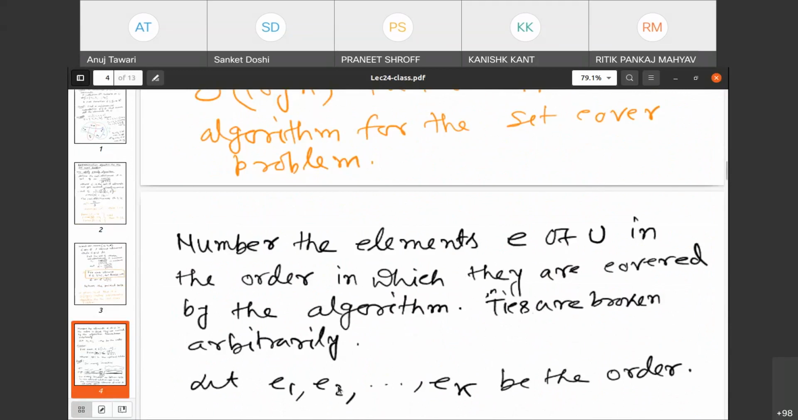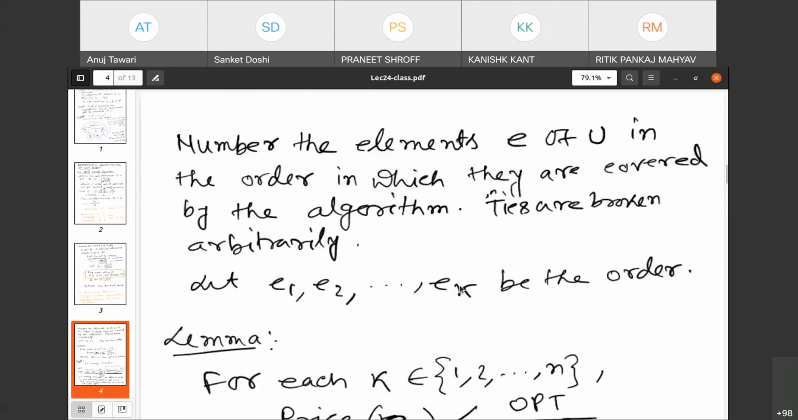So the first few elements are the elements of the first subset we are picking. And then we pick the next elements which are covered, then the next, and so on. We don't have to worry about how to break ties. The first subset will have many elements, so which one should we pick first? You just break them arbitrarily. So let E1, E2 up to Ek be that order.